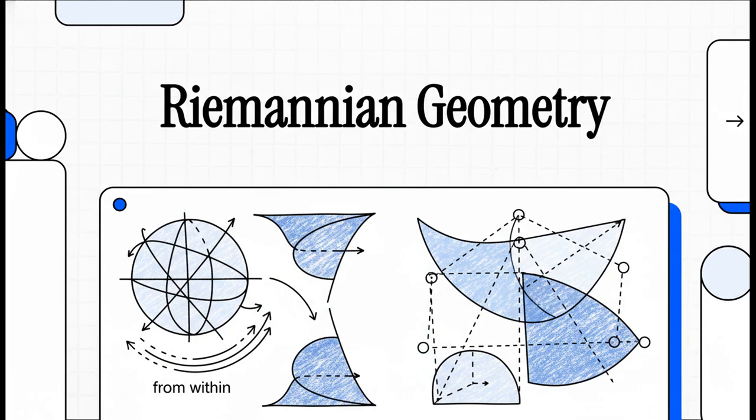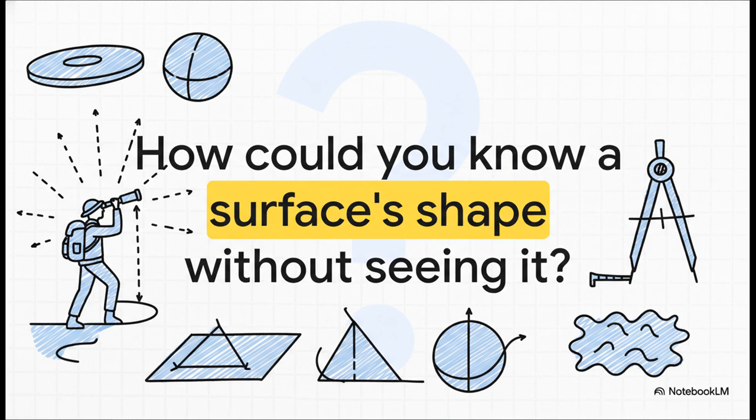All right, today we're diving into something really cool, Riemannian geometry, and this idea of understanding a world completely from within. It's a bit of a mind-bender, for sure. So, let's start with a really fundamental question. Imagine you're an inhabitant of some surface, like a tiny ant on a giant beach ball. You can't fly off and look at it from space. So, how in the world could you figure out its shape? Is it flat? Is it a sphere? Something else entirely? This is the exact puzzle that Riemannian geometry was built to solve.